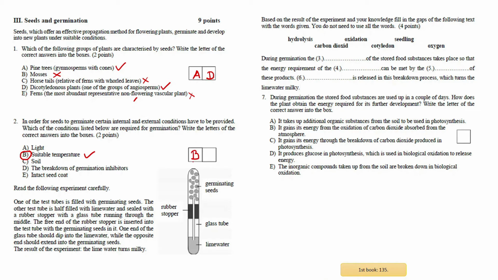Obviously, depending on the individual needs, light can also affect the process, but definitely what is needed for all of the seeds is that the germination inhibitors must be broken down.